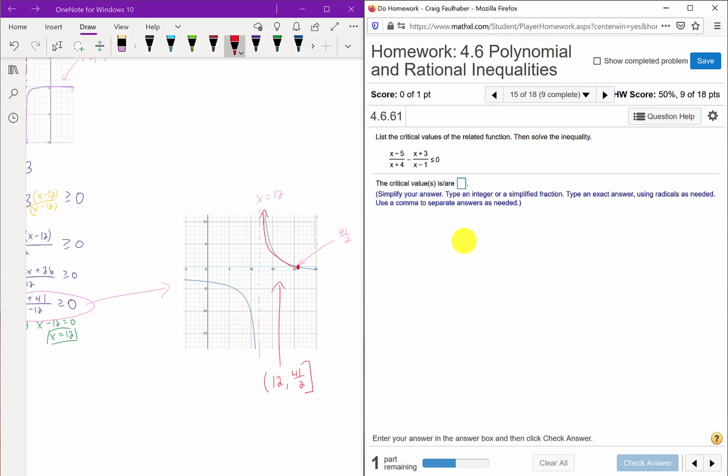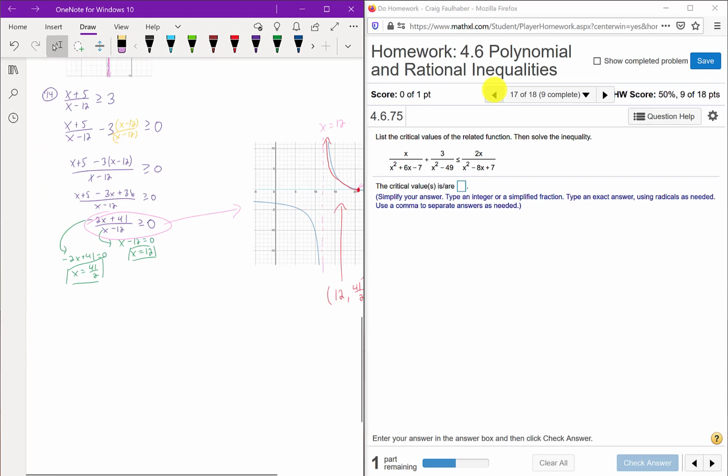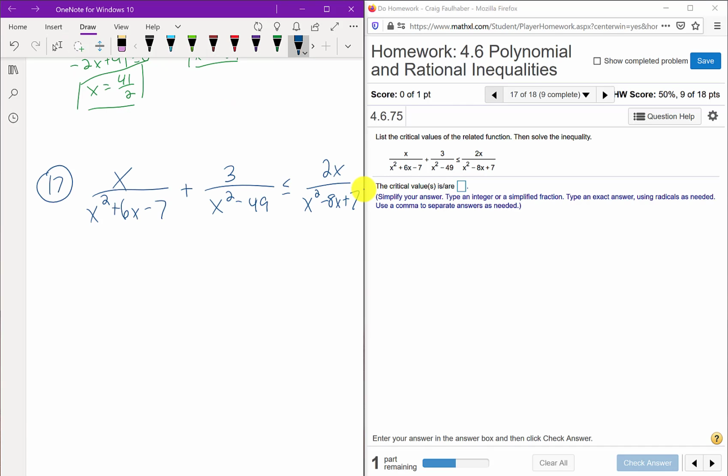Now that is how we're going to do the rest of these problems for this entire section. So you'll notice that this one is the ugliest problem of them all, so why don't we try this one together? Okay, there it is.